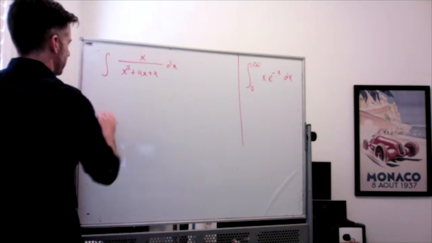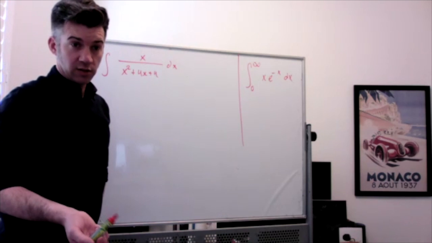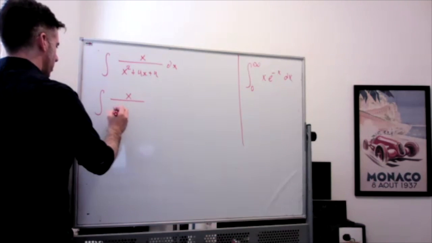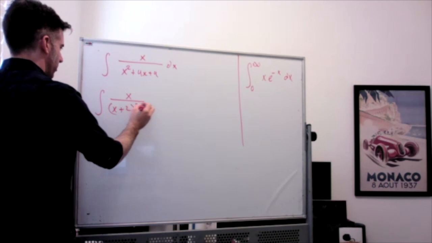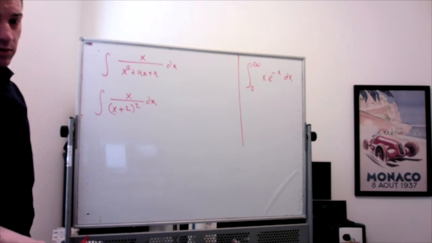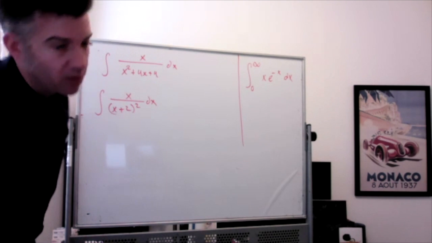Well, let's look at this integral. It definitely could be done using partial fractions. This is the integral of x over x plus 2 squared. But I want to point out, and actually I do want to do this one both ways.